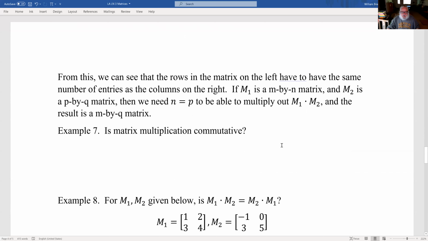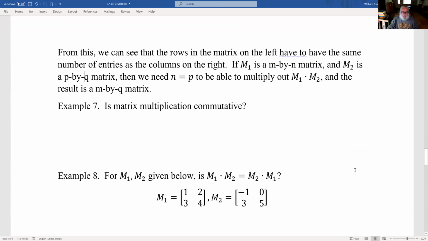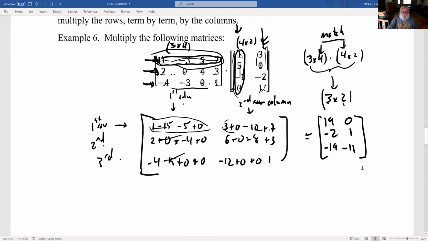So the rows in the matrix on the left have to have the same number of entries as the columns on the right. If we have an M by N matrix and M2 is a P by Q matrix, then N and P have to be the same to be able to multiply it out. And the result is going to be an M by Q matrix. Is matrix multiplication commutative? Well, no, right?